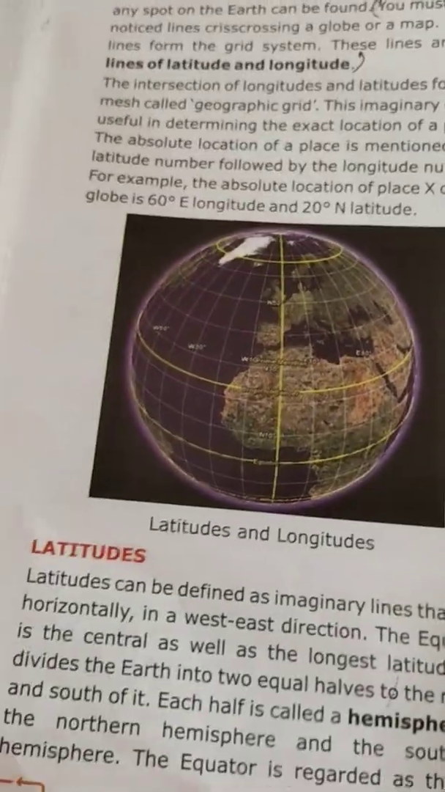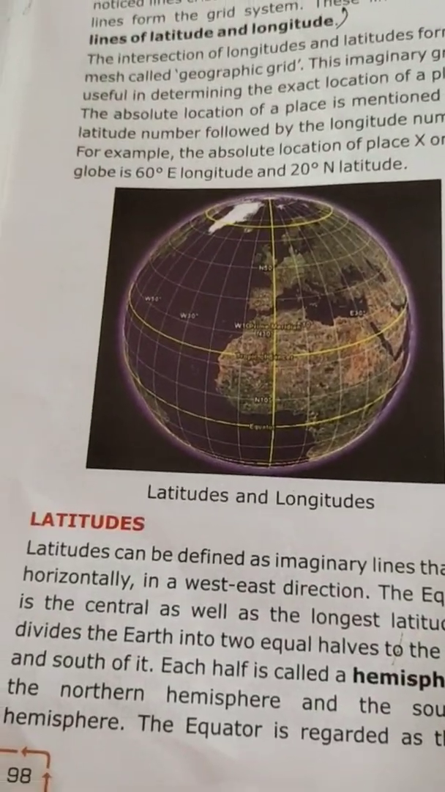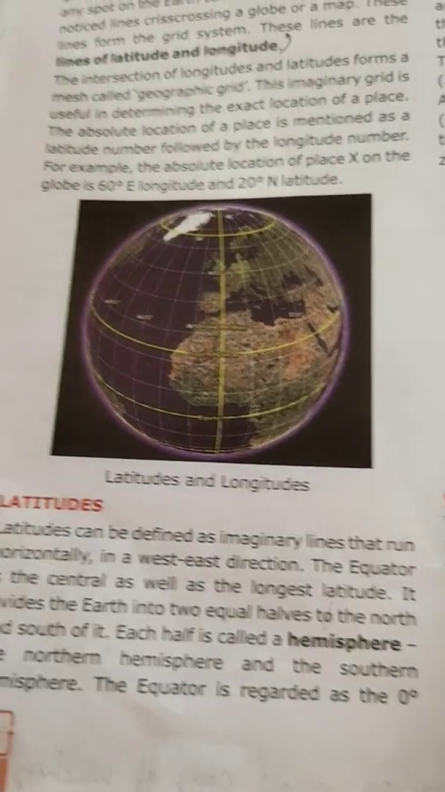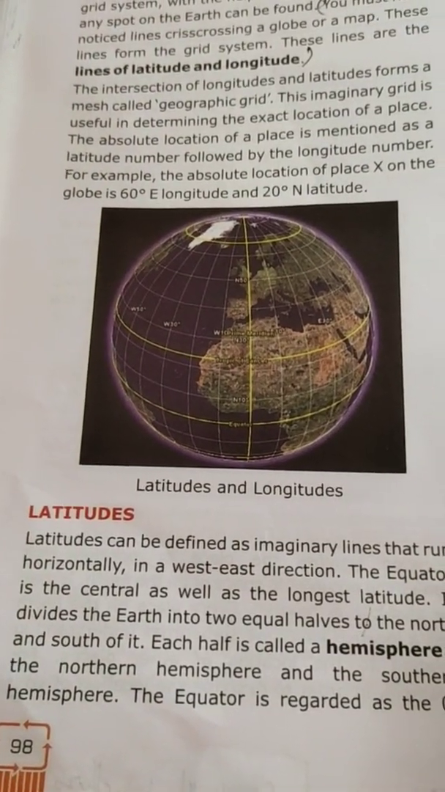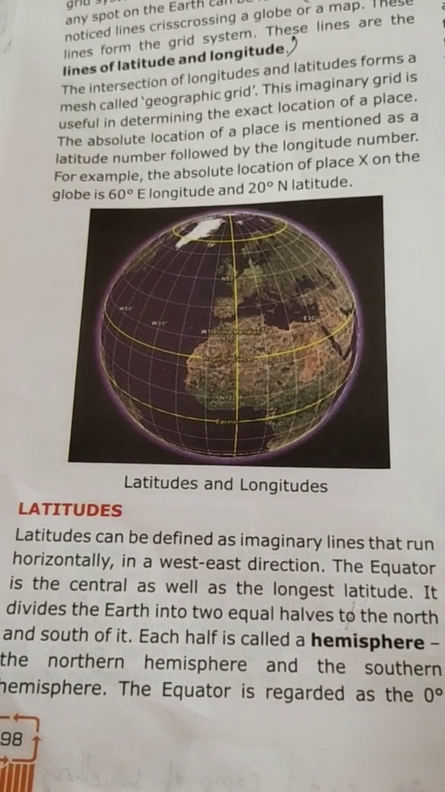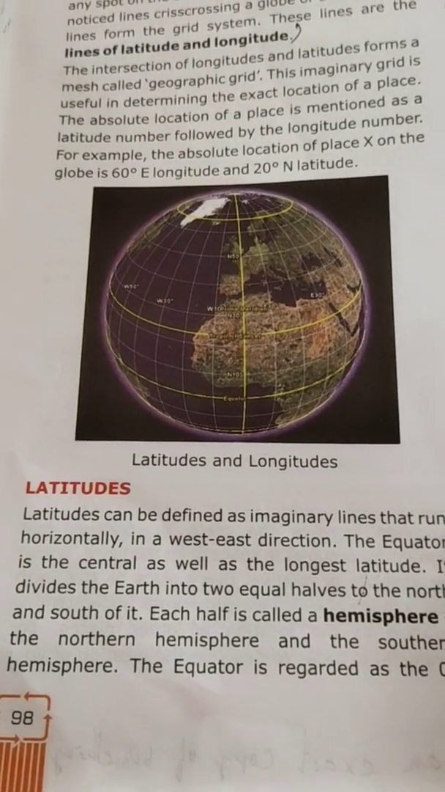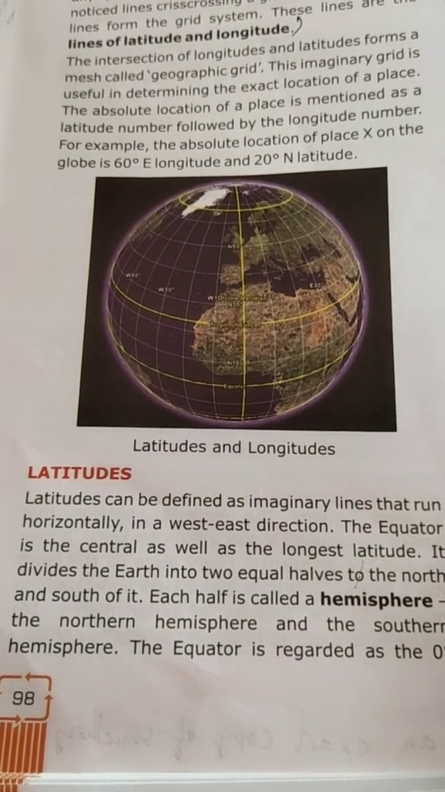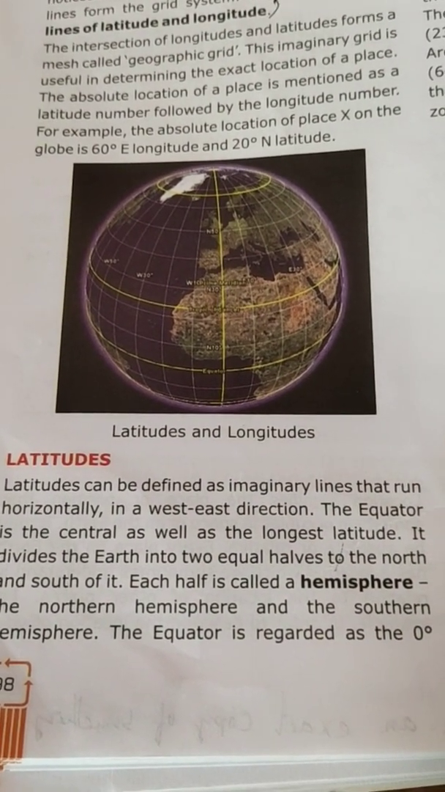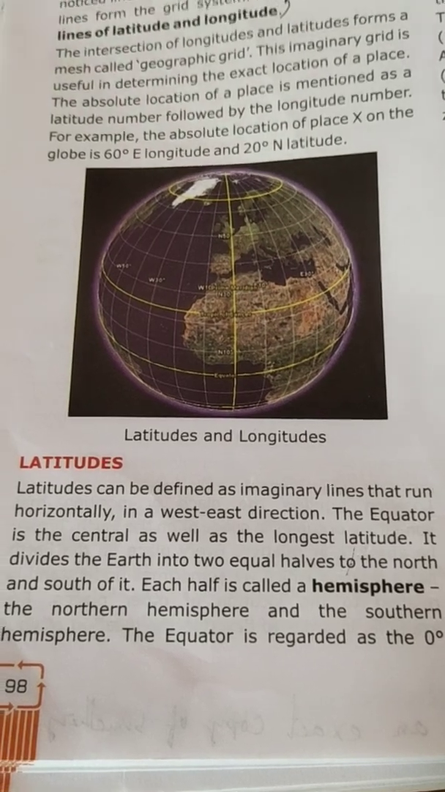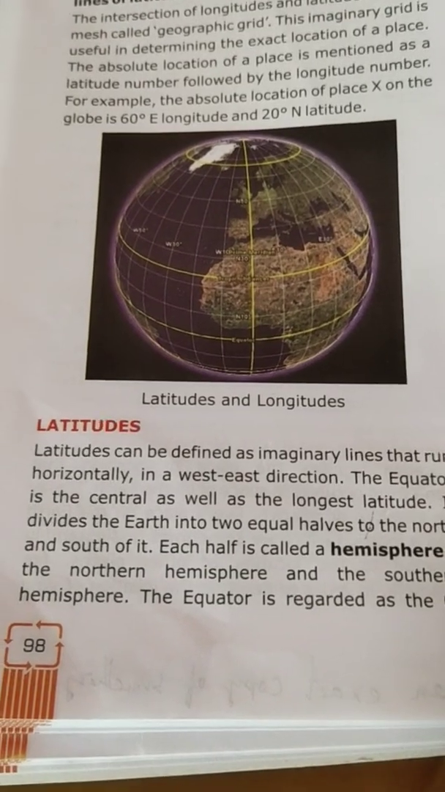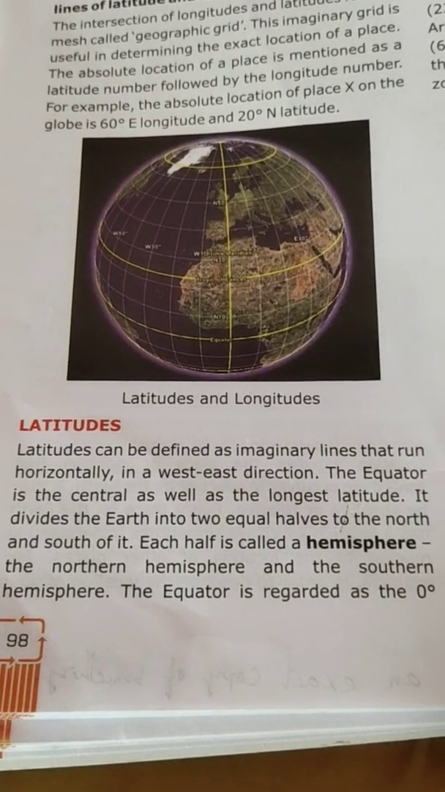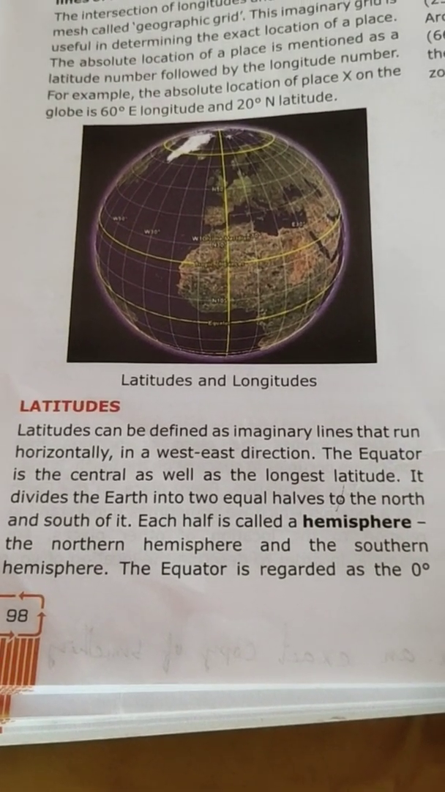Next we'll see latitudes. Latitudes can be defined as imaginary lines that run horizontally in a west-east direction. The equator is the central as well as the longest latitude. It divides the earth in two equal halves to the north and south of it. Each half is called a hemisphere, the northern hemisphere and the southern hemisphere.